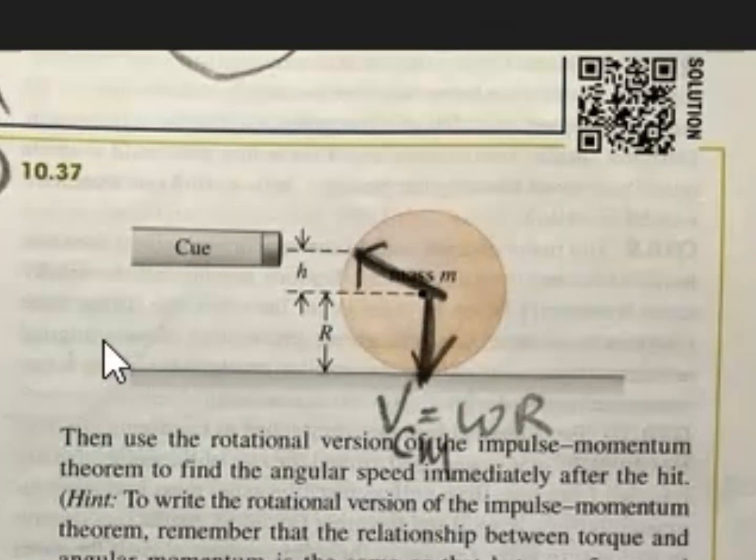The first part, part A, asks at what distance from the center of mass the cue stick should hit the billiard ball. That is, how high from the center of mass the cue stick would need to hit such that the billiard ball would roll without slipping. So that's part A of this problem.